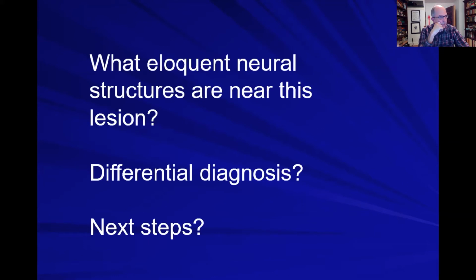So what eloquent structure would be near this lesion? Well, primary motor cortex, primary sensory cortex, the descending cortical spinal tracts, the ascending somatosensory tracts. Differential, I think, would be similar to the last one. And the next steps, I think, would be similar to the last one that we talked about.